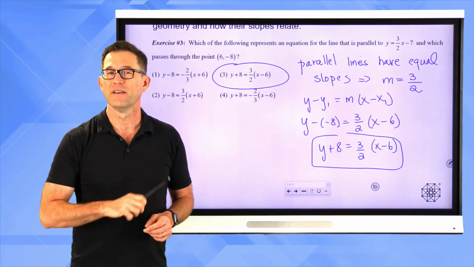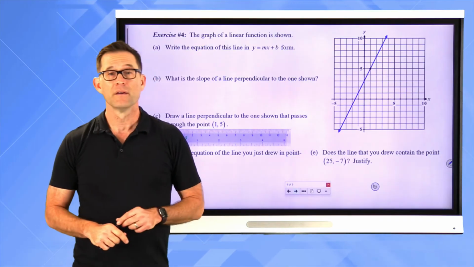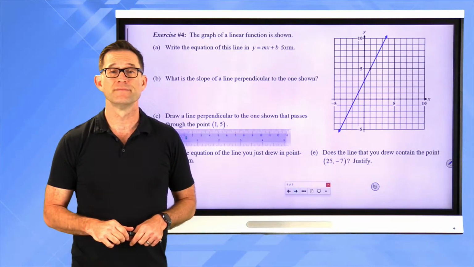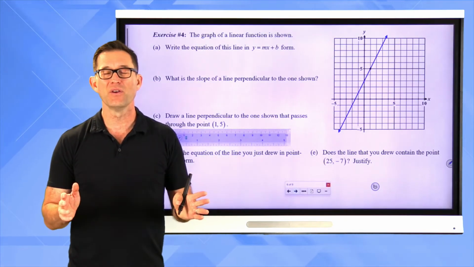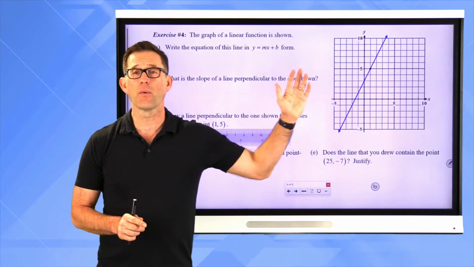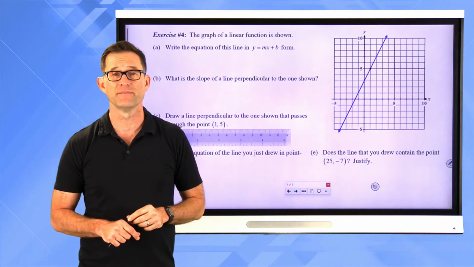Simple enough. Now let's do a little work with perpendicular lines. Here we go, exercise number 4. The graph of a linear function is shown. Write the equation of this line in y equals mx plus b form. All right, so what I'd like you to do is pause the video now and figure out what the equation of the line is that's been graphed in y equals mx plus b form.